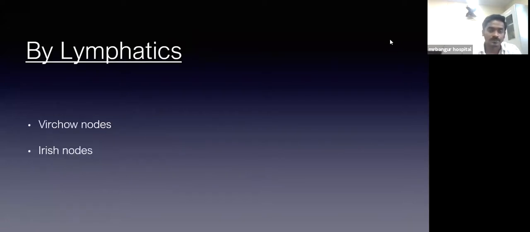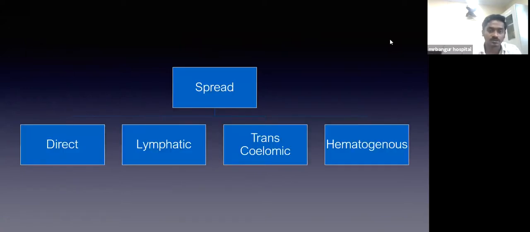By lymphatics, tumor cells by means of the cisterna chyli travel through the thoracic duct and get deposited in the supraclavicular nodes and the left axillary nodes, which are respectively called Virchow and Irish nodes.